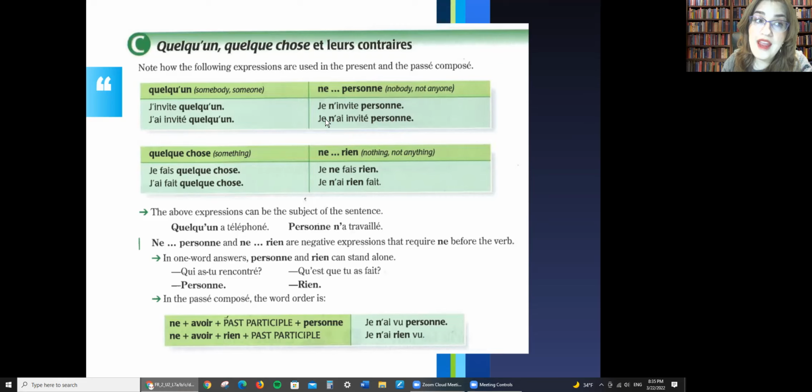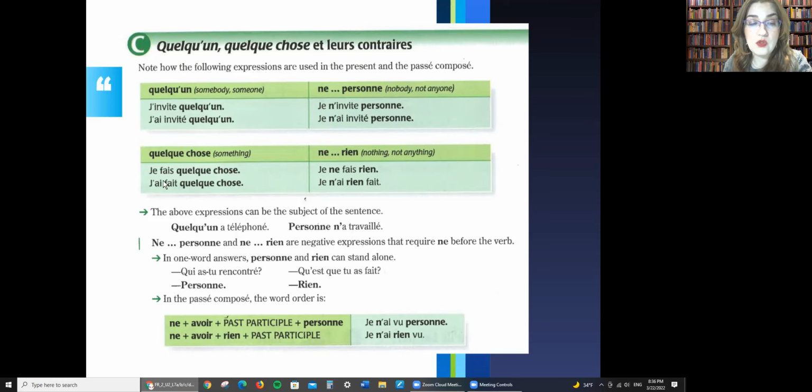Okay, so not all the negative expressions, ne pas, ne rien, ne personne, are placed in the same location in the passé composé sentences. So here we go. Je n'ai invité personne. But for quelque chose, something, the negation of quelque chose is ne rien, nothing or not anything. Here is an example. Je fais quelque chose. This is a sentence in the present tense. I do something. And then what is the passé composé of je fais? J'ai fait. I did something.